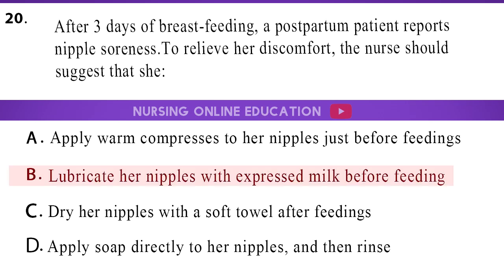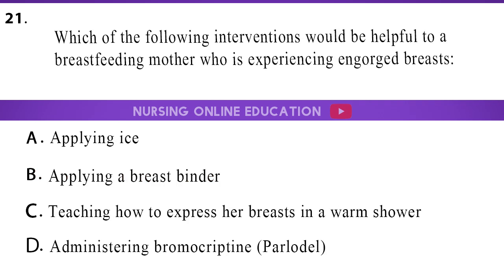The answer is option B. Lubricate her nipples with expressed milk before feeding. 21. Which of the following interventions would be helpful to a breastfeeding mother who is experiencing engorged breasts? A. Applying ice, B. Applying a breast binder, C. Teaching how to express her breasts in a warm shower, D. Administering bromocriptine, Parlodel.